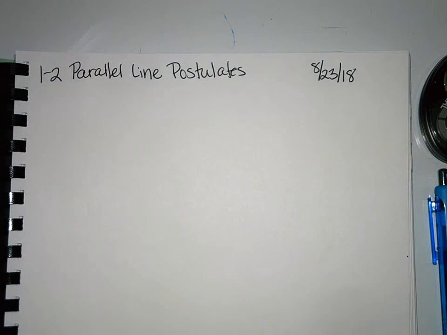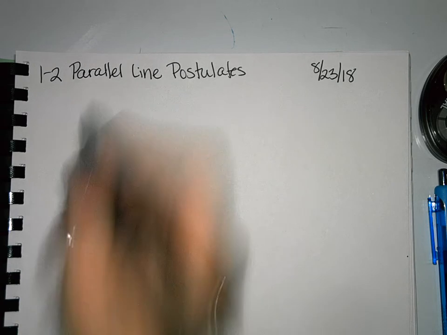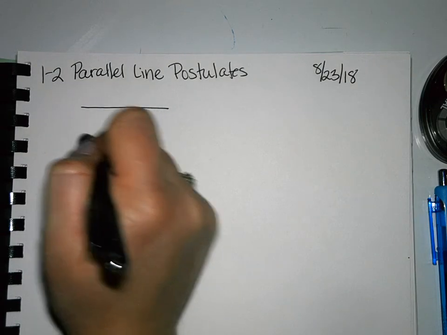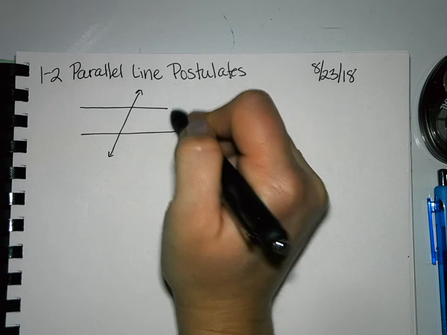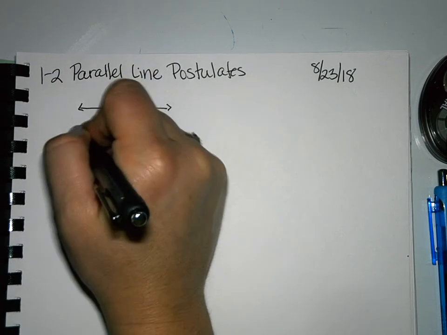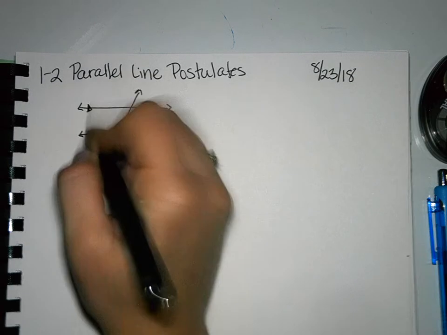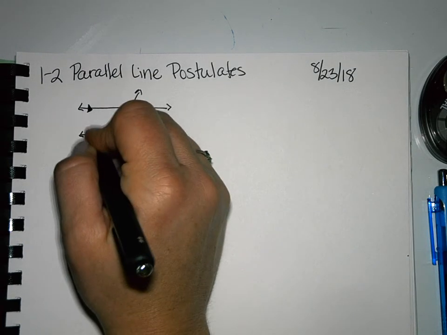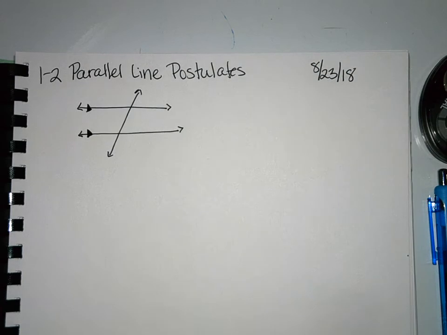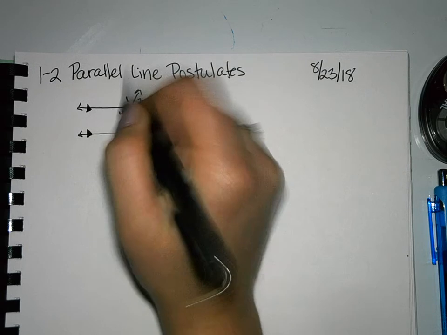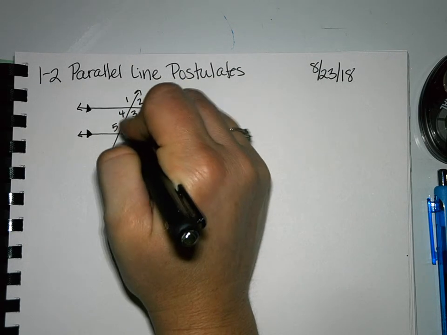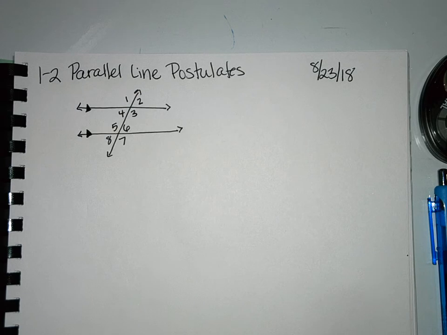So just like how yesterday we did the vertical and linear pair problems, today we're going to deal with the relationships based on parallel lines. So one of the first things I want to do is draw a pair of parallel lines, and then use my notation to make sure we know that they're parallel. And I'm just going to number the angles. 1, 2, 3, 4, 5, 6, 7, and 8.